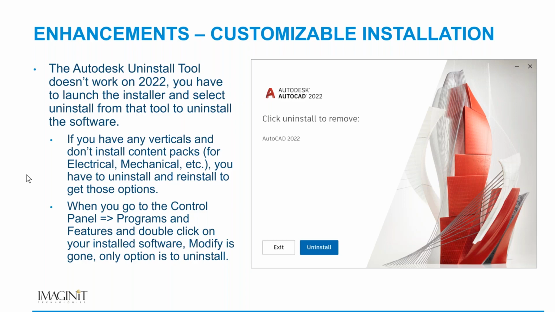Those of us that have been doing this a long time complain very bitterly about this. If you have any verticals and don't install the content packs for, like, electrical, mechanical, you have to uninstall and reinstall it to get those options. There's no repair, Mike. It is uninstall only. You have to uninstall and reinstall it. When you go to Control Panel and Programs and Features and double click on your installed software, Modify is gone. This is my AutoCAD 2022. I double clicked on it in Control Panel and I have the option to exit or uninstall.